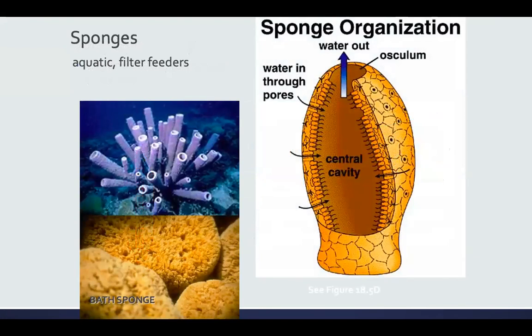Here are sponges. They are aquatic filter feeders, so they live in the water. Water will travel in through their pores. They will filter that water, take in what they need, and then the water travels out through the central cavity, through the osculum.